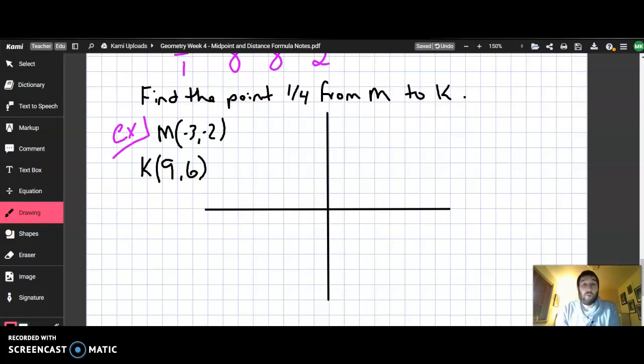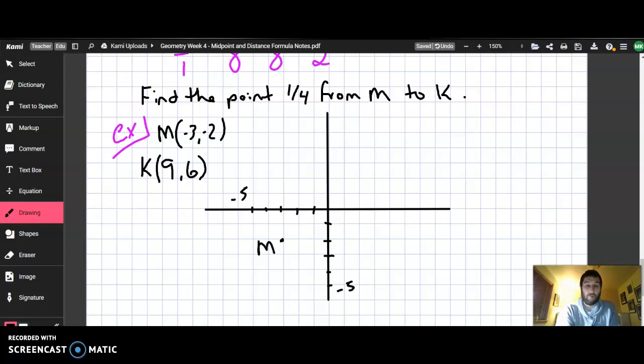First, the language here is very important because 1/4 from M means that we're starting at M and then going 1/4 the way to K. So first, we'll need to know what that distance is, and then we'll be able to look at our X and our Y parts separately and find our point that way. First, let's graph it. M, -3. 1, 2, 3, 4, 5. So -3, -2. 1, 2, 3, 4, 5. So -5, -5, -3, -2.